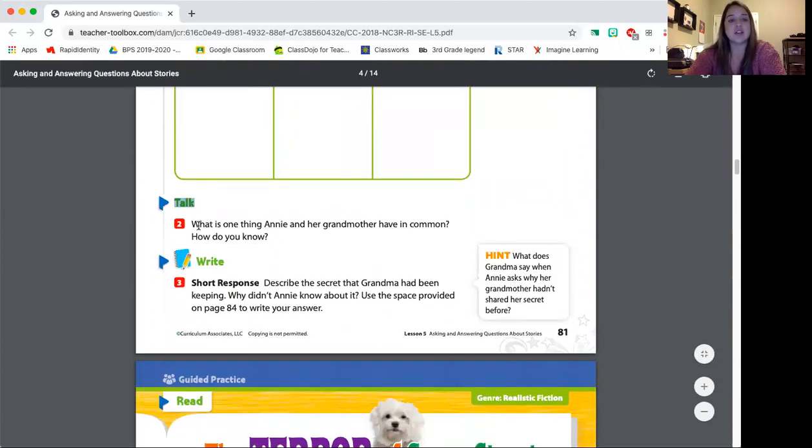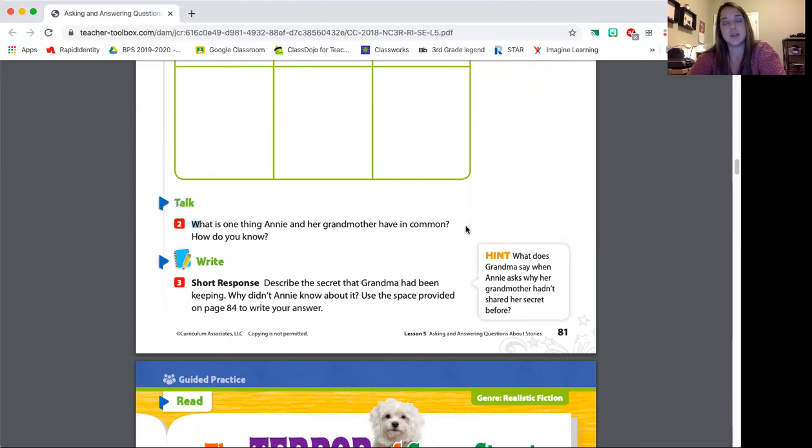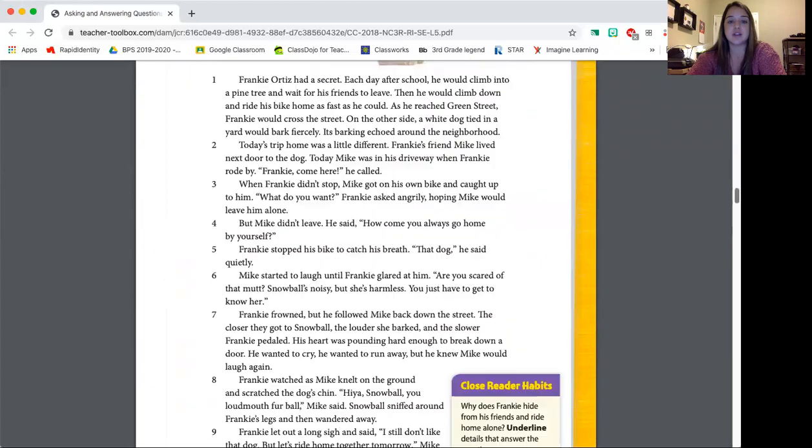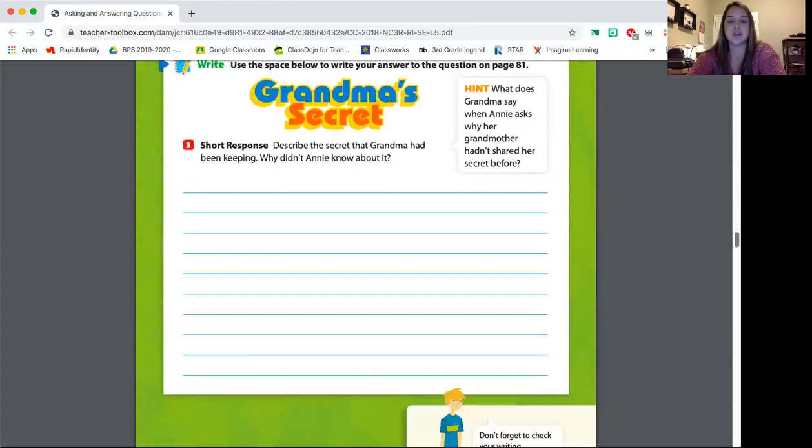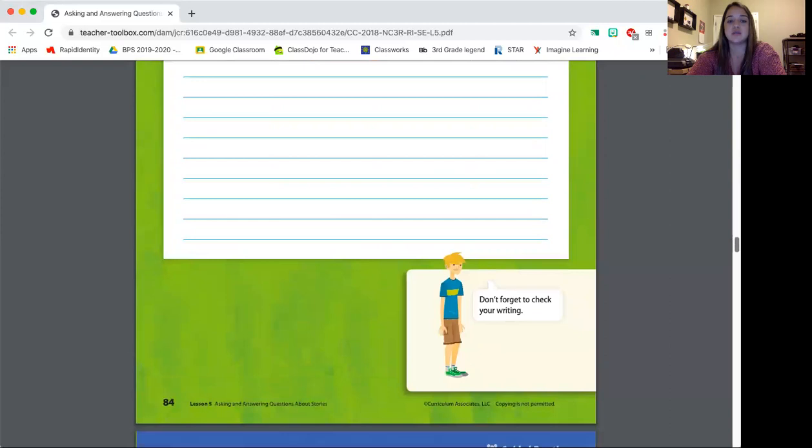Now, talk is number 2. What is one thing Annie and her grandmother have in common? I want you to think about that to yourself. You can't talk to anybody in your house unless you have a sibling that might understand, okay? Instead, think about it to yourself. It might help you answer number 3. Number 3, you're gonna have to go on to page 84, all right? So you're gonna skip, and go to page 84 to answer that question, okay?